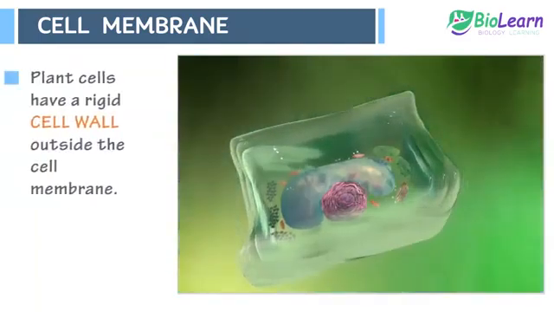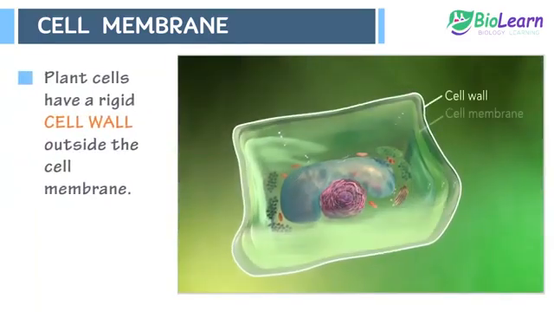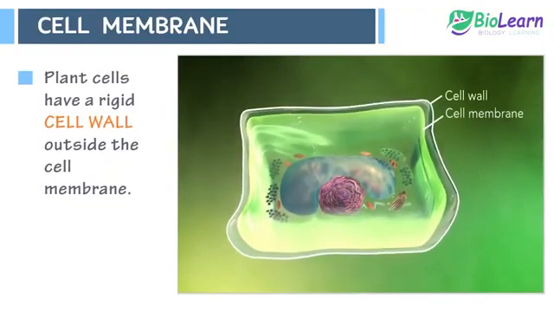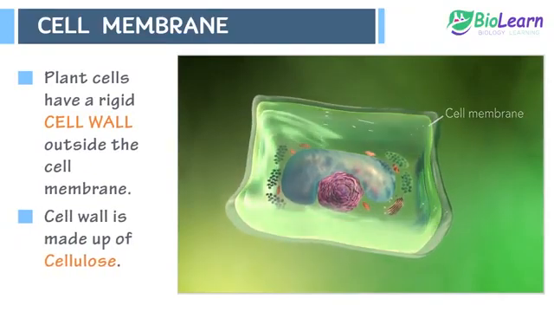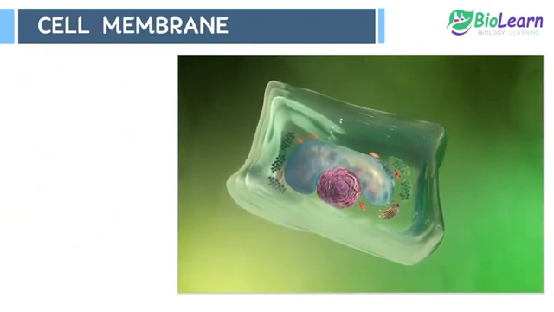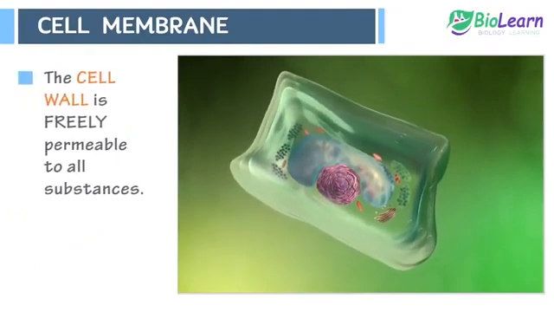In plant cells, a rigid covering known as cell wall is present outside the plasma membrane. The cell wall is made up of cellulose. It is freely permeable to various substances.